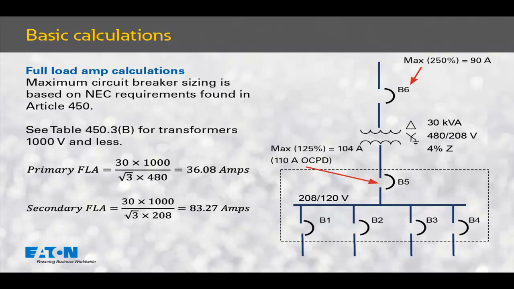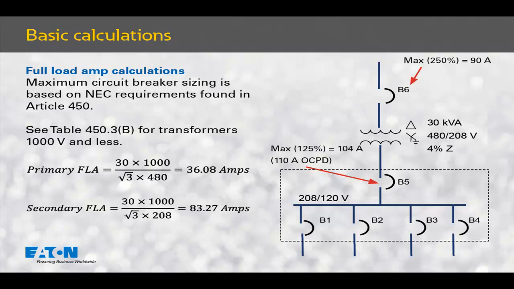We use Table 450.3(B) out of the National Electrical Code to determine the maximum circuit breaker sizes for primary and secondary mains. We arrive at the maximum size of the primary overcurrent protective device by multiplying 36.08 amps by 2.5, and we get 90 amps. We get the maximum size of the secondary main overcurrent protective device by multiplying 83.27 amps by 1.25, and we get 104 amps.